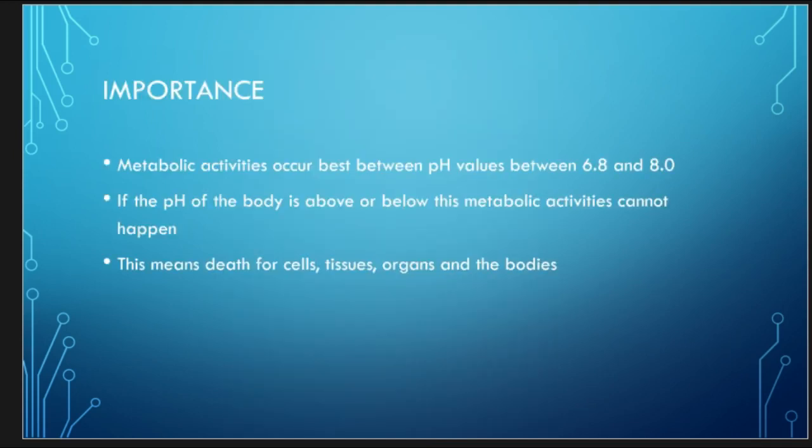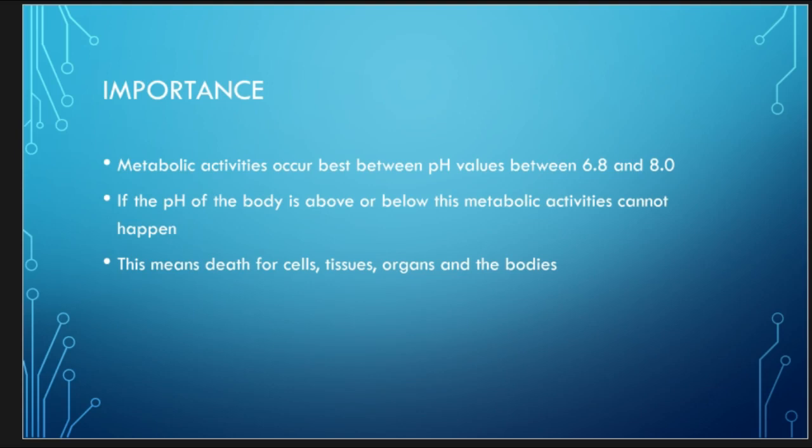So the importance of this is that metabolic activities must occur between pH values of 6.8 and 8.0, which is very low on the acidity and slightly basic. If we think of how the pH scale works, usually 7 is neutral, and 6 tends to be a little bit more on the acidic side, 8 being more on the basic side. We're looking at anywhere from 7.2 to 7.4 for normal pH.